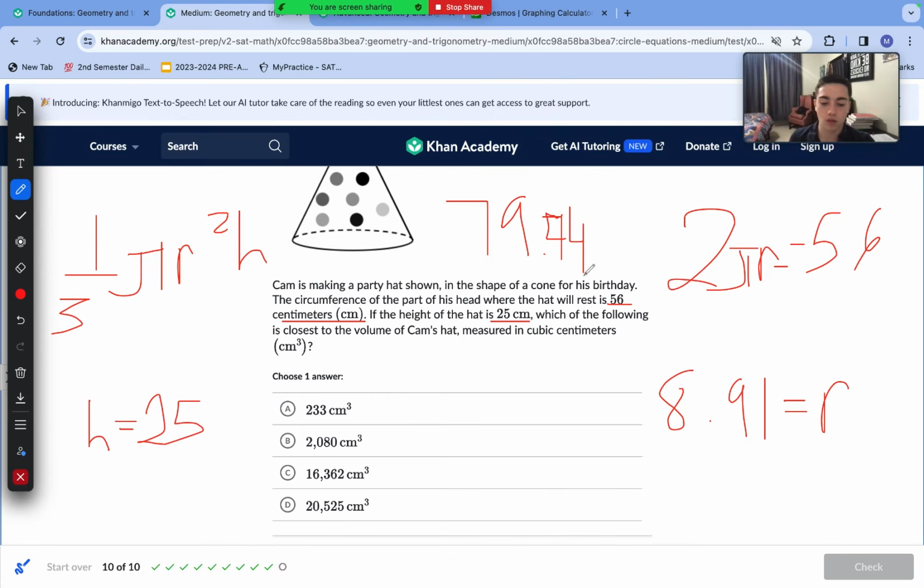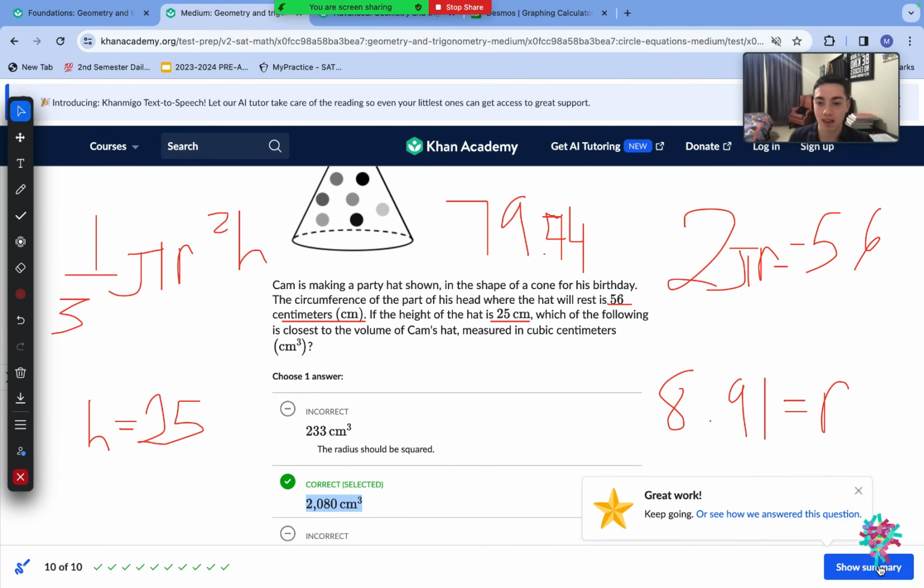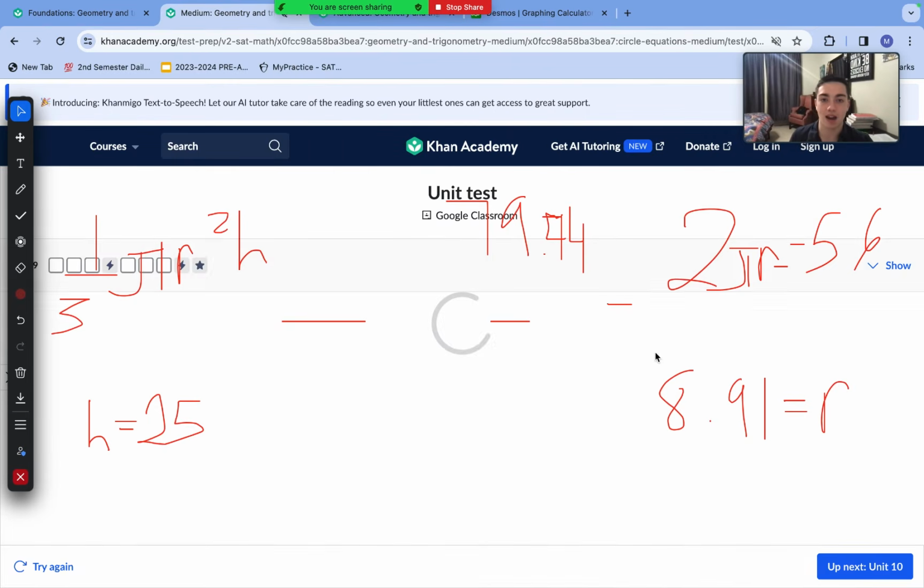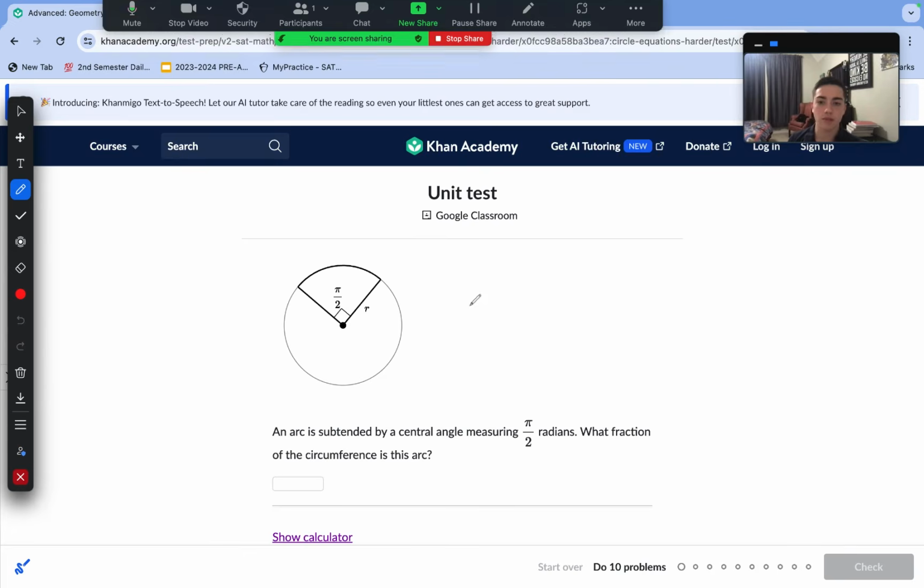That gets 6,238. And now we're going to multiply by 1/3 or divide by 3. We get 2,079, which is extremely close, or the closest to 2,080. So answer choice B is correct here. On to the advanced difficulty level.